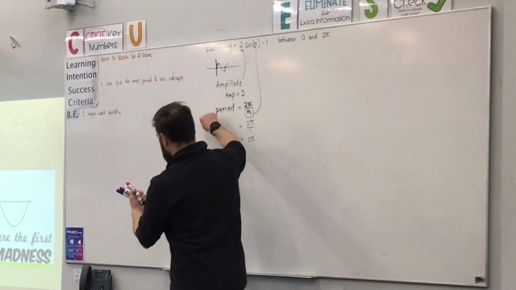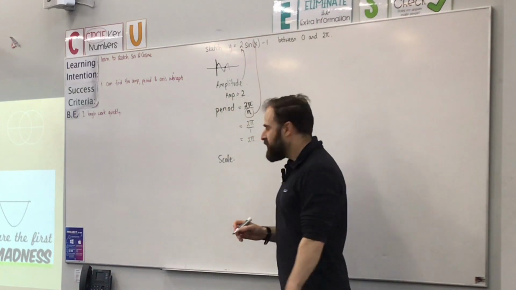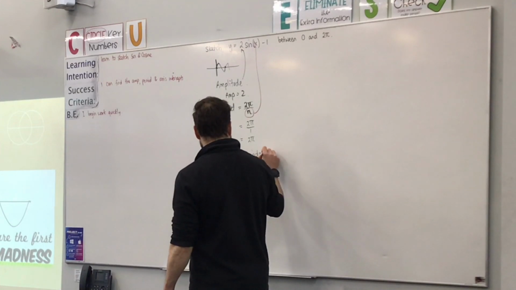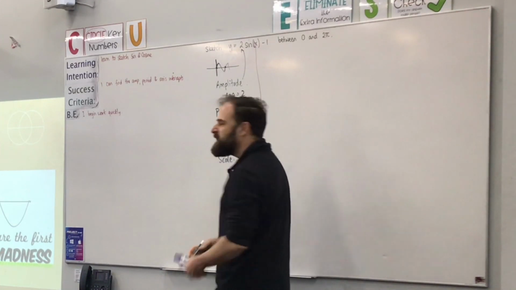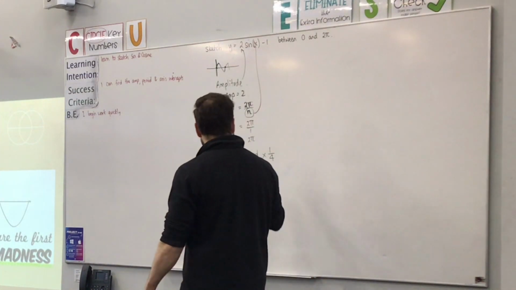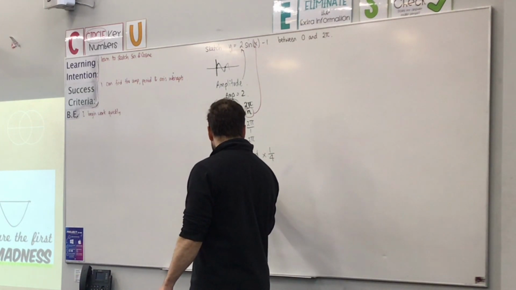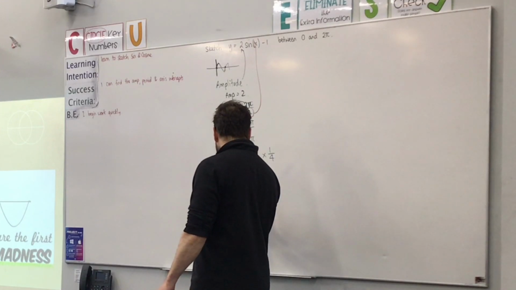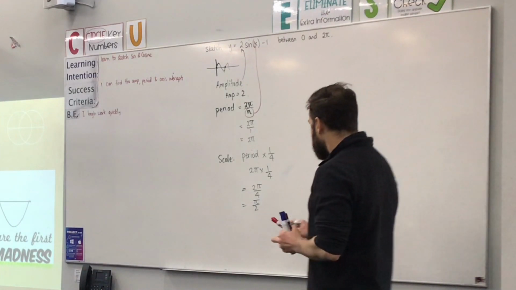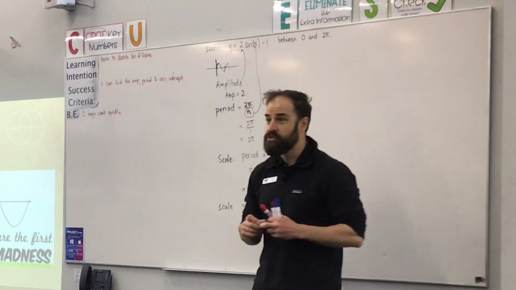So, amplitude, period. The third thing that I always do to help me is I create the scale. And to create the scale, I'm just going to do the period multiplied by 1/4. You can divide it by 4, but multiplying by a quarter becomes easier when we've got fractional periods. So I'm going to do 2 pi multiplied by 1/4, which equals 2 pi on 4, which equals 1 pi on 2. Okay, this is just the scale. You'll never get a mark for this in an exam. It's just going to help me draw a good graph.